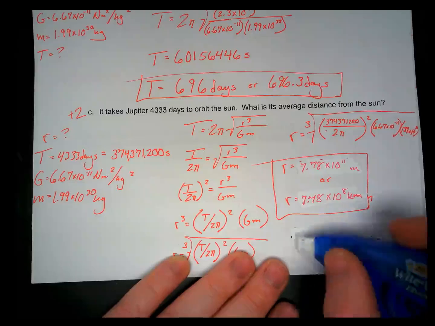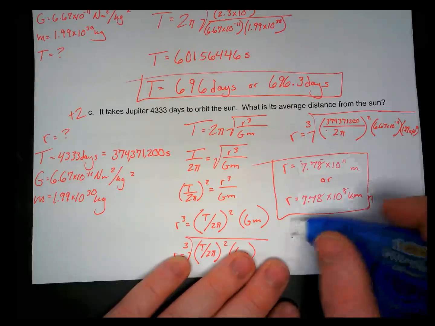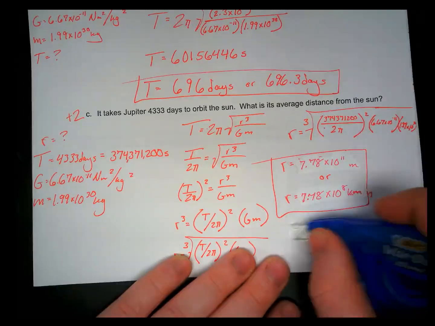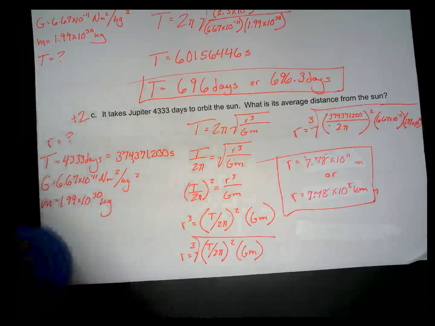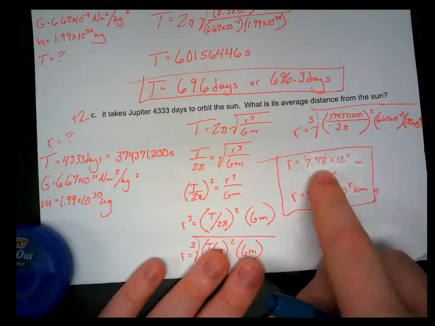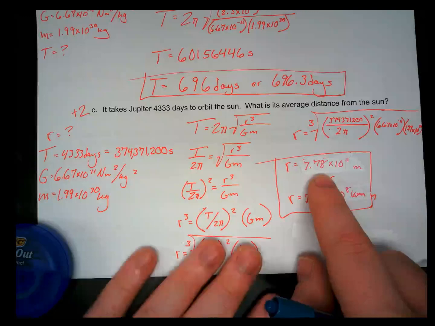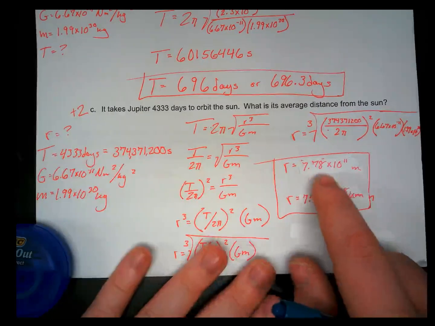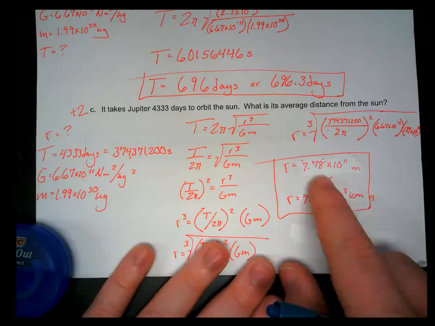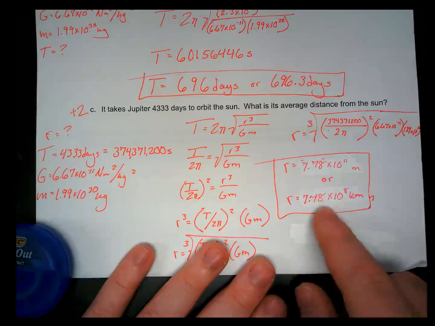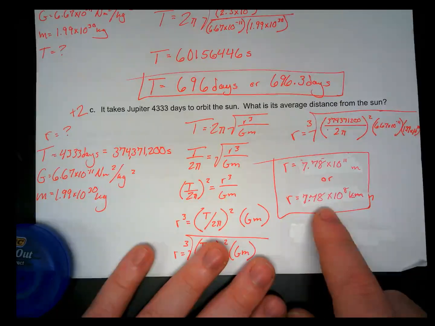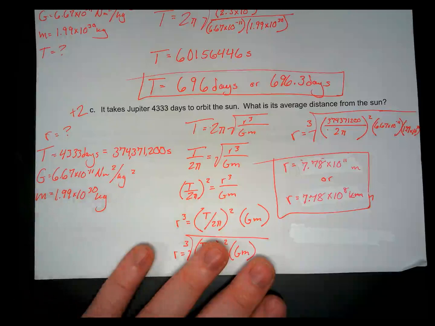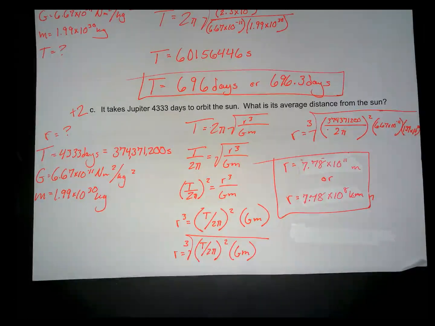But we looked it up again. We used Google, we used Wikipedia, we used a couple of NASA sites, and we saw that the orbital radius of Jupiter is actually 7.78 times 10 to the 11th meters, or 7.78 times 10 to the 8th power kilometers. Basically, Jupiter is 778 million kilometers away from the sun.